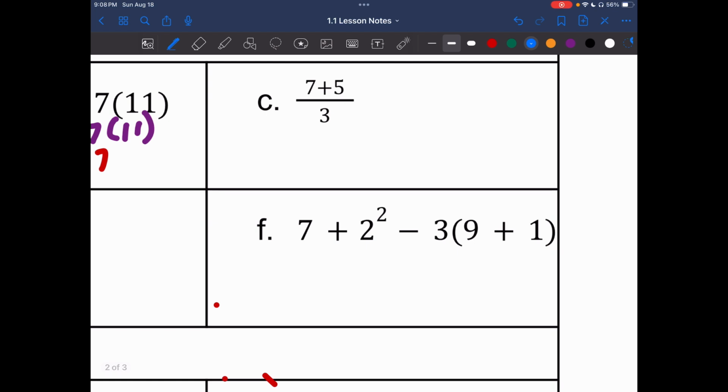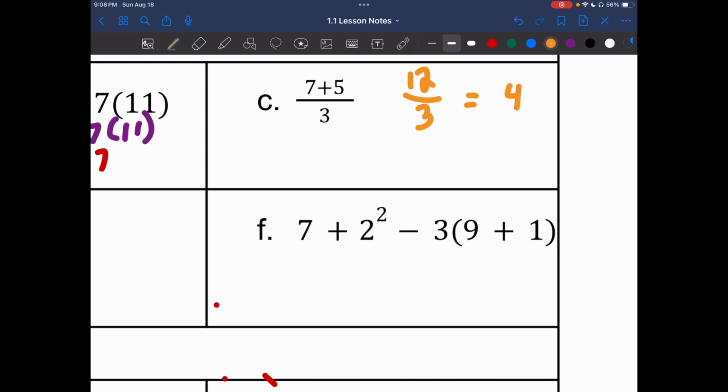Letter C, we have a fraction. So again, we need to remember fractions are pointing out to us that we are doing grouping symbols. So we need to simplify the numerator, and then we can simplify with the denominator. So 7 plus 5 is 12, and we have that over 3. 12 divided by 3 is going to become simply 4.